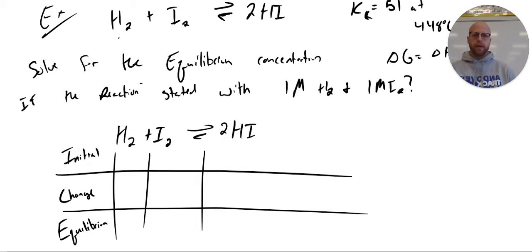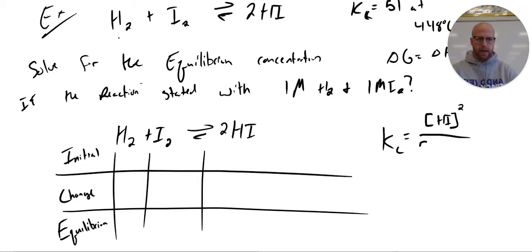All right, so let's fill in what we know and see what we can solve for. Oh, and one other thing that's always really useful to do is also write our K expression. So in this case, the Kc is equal to products over reactants. So it's going to be the concentration of HI raised to the second power, because that's my coefficient, divided by the concentration of H2 times the concentration of I2. So that's what my Kc value or ratio is going to be.